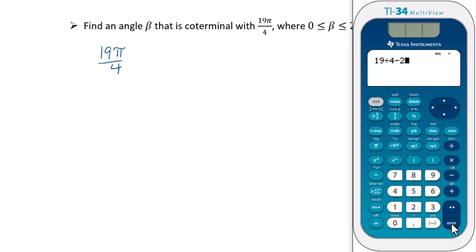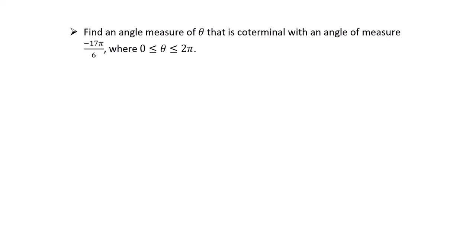And we'll subtract 2 off. That's still more than 2, as in 2 pi's. Let's subtract another 2. That's 0.75. And we can convert that to fraction form, which is 3/4 of a pi. So we subtracted off 2 pi 2 times, and we got 3 pi over 4.